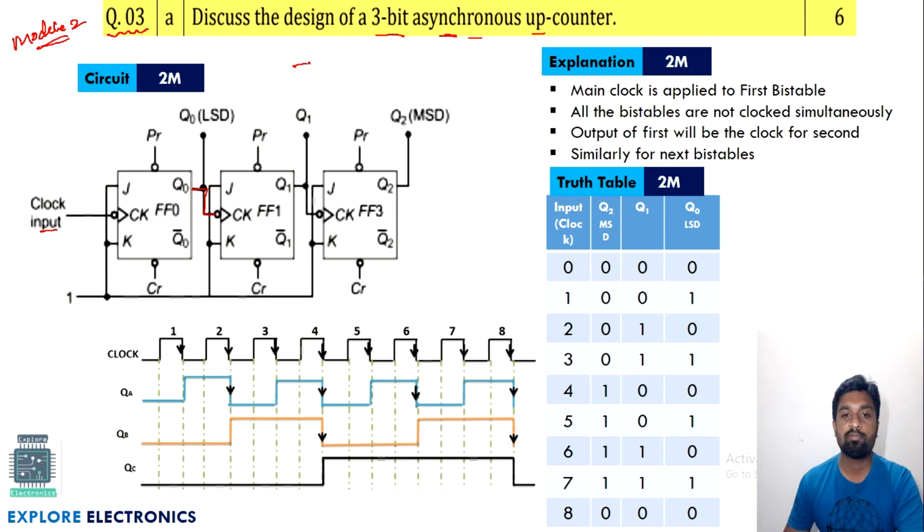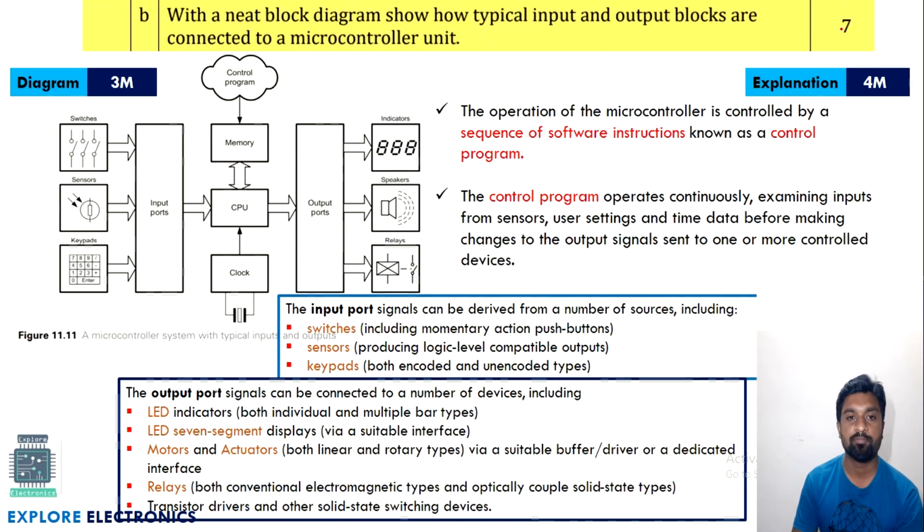This line you need to write first. That is a good way of writing the answer. First you need to write what is asynchronous, what is 3-bit. 3-bit means it starts counting from 000 and goes up to 111. This much you can write, and then write a truth table and the explanation related to the asynchronous counter, and then the waveform. This much carries 6 marks. This is a very important question for the exam.